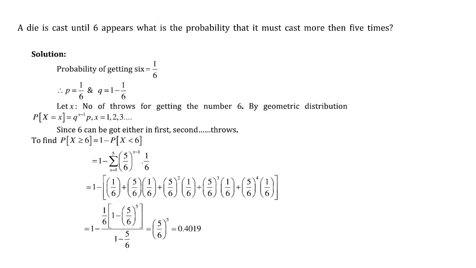Next, we can see another sum. A die is cast until 6 appears. What is the probability that it must be cast more than 5 times? So the probability of getting 6 is going to be 1 by 6, which denotes p. Therefore, q is going to be 1 minus 1 by 6. They have asked the probability that it must be cast more than 5 times. Since 6 can be got either in the first, second, or any other throw, we cannot find more than 5 times directly. So instead of finding P of x greater than 5, we can find it as 1 minus P of x less than 6. So by applying the geometric formula, we will arrive at the answer as 0.4019.